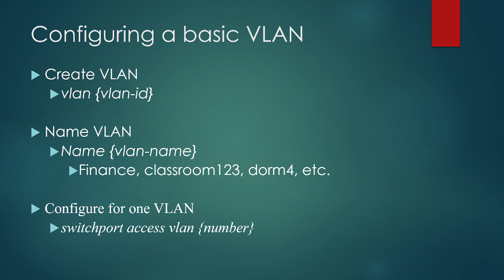The first step is to create the VLAN by using the vlan ID command in the global configuration mode. You can also use the name command to name the VLAN whatever you want, though do note that you will still use the VLAN ID for configuration. Preferably, use something descriptive when naming, like finance, classroom 123, dorm 4, etc.